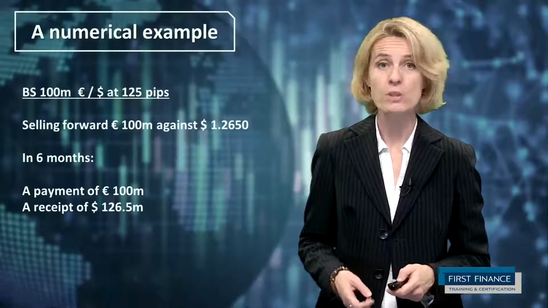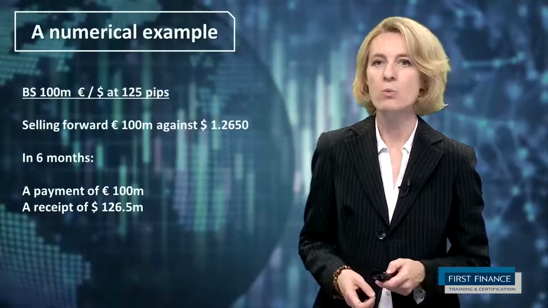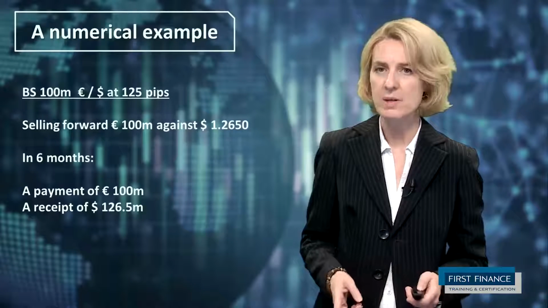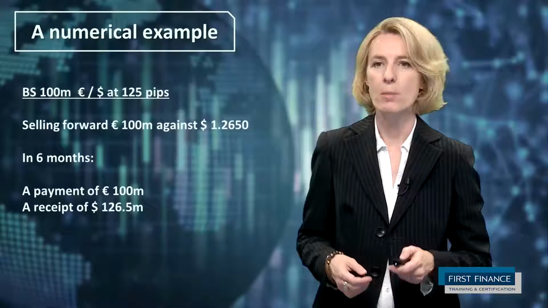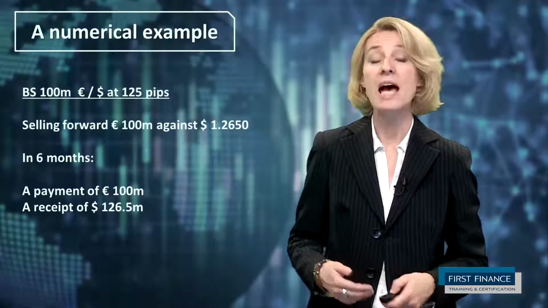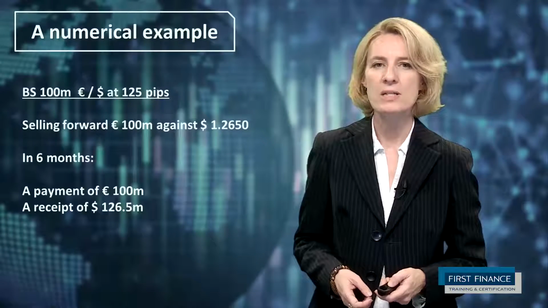And for selling forward 100 million euros against the dollar at 126.25 in 6 months, the forward cash flows are a payment of 100 million euros and receiving forward $126.25 million.